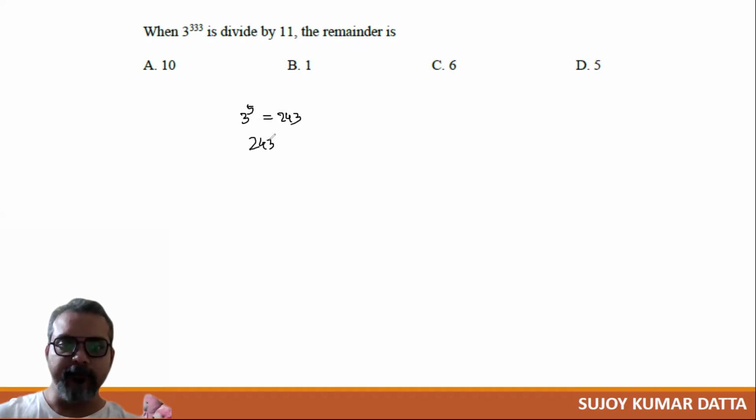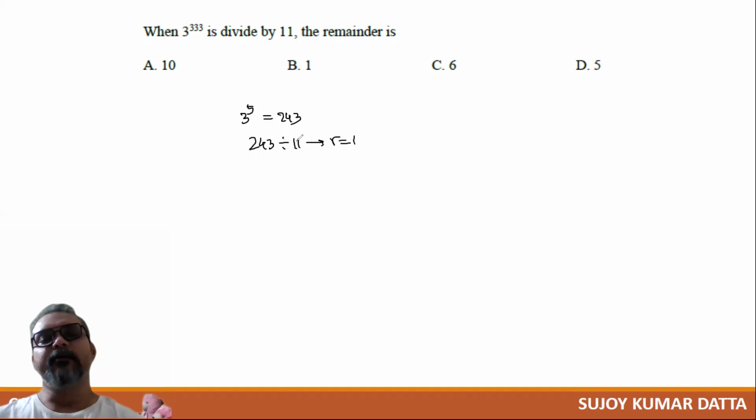And 243, if you divide by 11, leaves a remainder 1. Okay, 11 2s are 22, 23 is left, then 11 goes 2 times again, 22. So 1 will be the remainder. So 3 raised to the power 5 leaves a remainder 1.